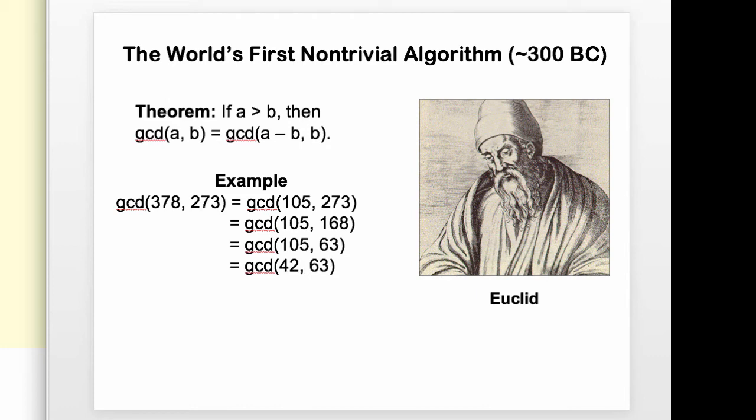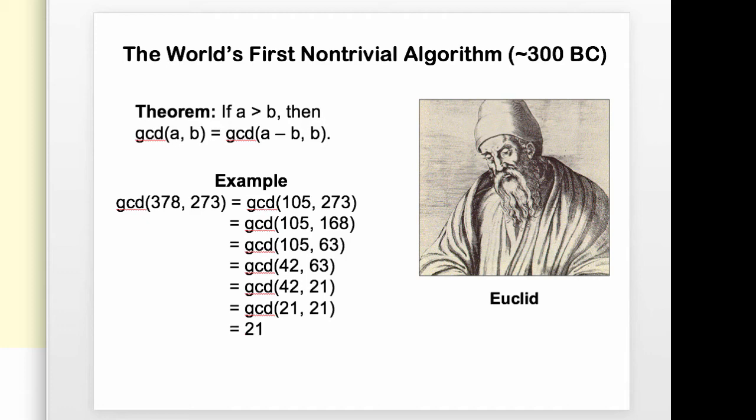Then say, what's 105 minus 63? Well, that's 42. So that's the GCD of 42 and 63. 63 minus 42 is 21. And now we're starting to see that this is converging to something. 42 minus 21 is 21. And the GCD of 21 and 21 is, of course, just 21. And we get that as our answer.